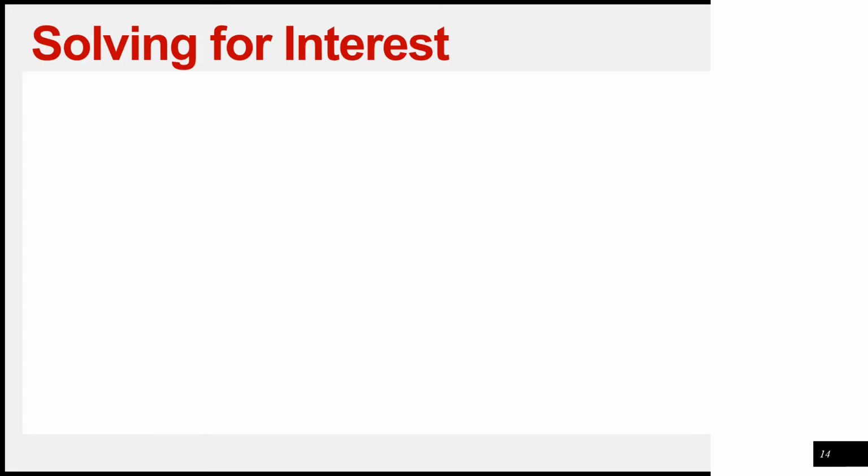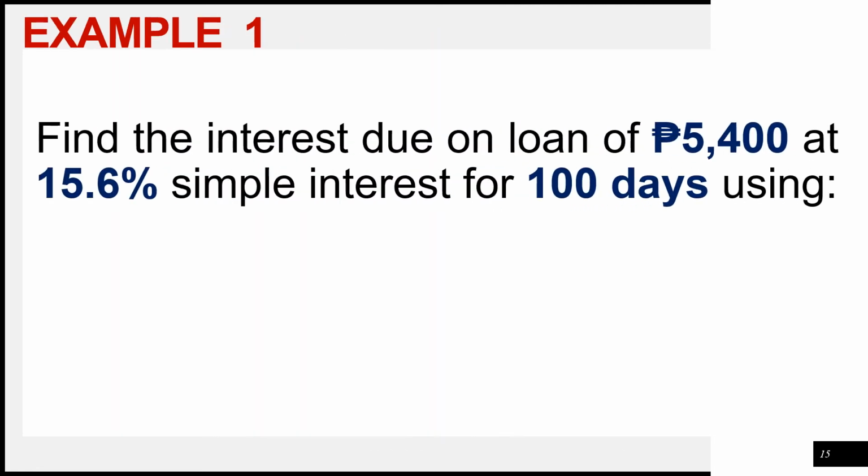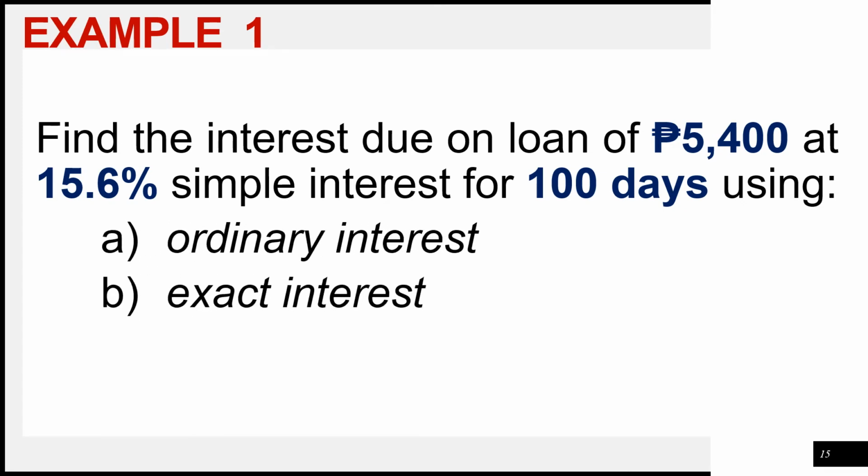Now that we know how to solve for the actual time or the approximate time between two dates, let us try to solve for the interest on the following examples. Example number 1. Find the interest due on a loan of 5,400 pesos at 15.6% simple interest for 100 days using A, the ordinary interest, and B, the exact interest.